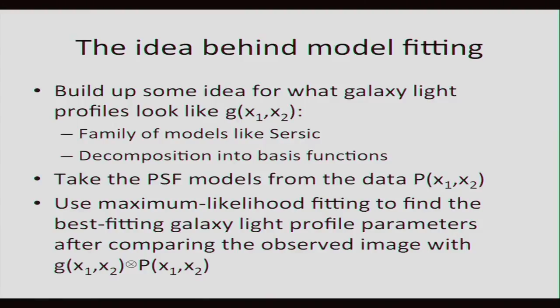And you use maximum likelihood fitting to optimize the parameters of your model to match the image. So your galaxy model might have some parameter that says its size and its shape, and you have a centroid and a flux, and some other structural parameters, and you're jointly fitting for all of those and marginalizing over the things you don't care about to get the shape.